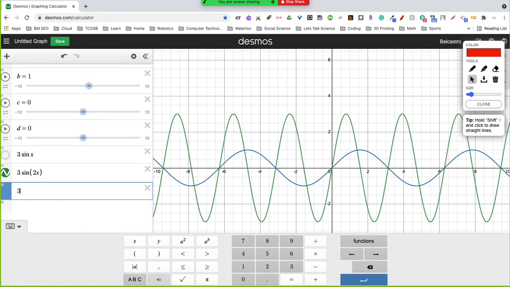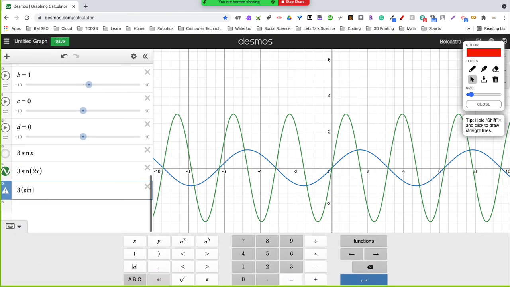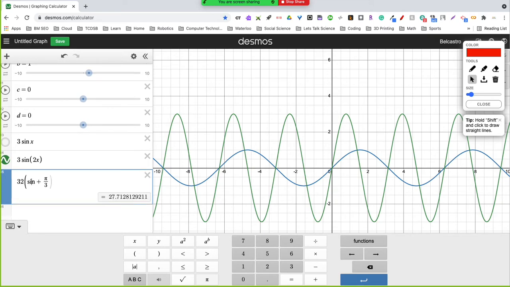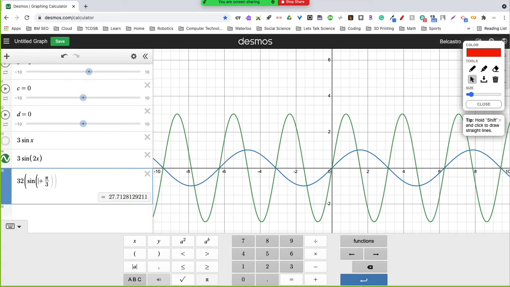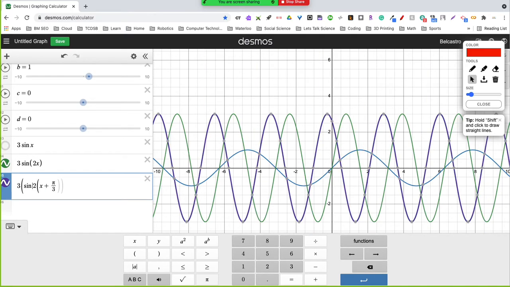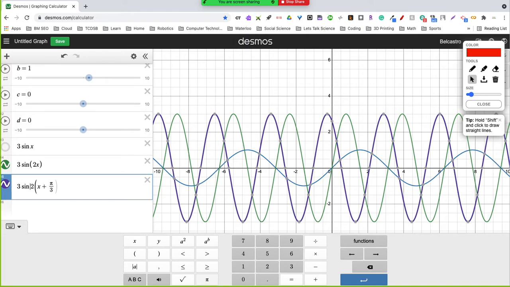We'll do the horizontal movement. So sine, and don't forget there's an extra bracket here. You need 2x, and plus, I think it was pi divided by 3 was our value. Let's go with the brackets. There we go. Finally got it.